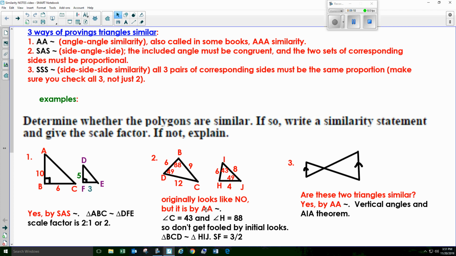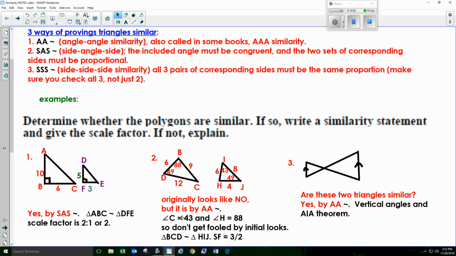Remember, that's the one I told you that AA uses the same thing as AAA, because if 2 of them are the same, the third one will also be the same. So I can write my similarity statement. 88 is going to match up with 88, so B matches up with H. 49, D matches up with J. And the 43 matches up with the 43 here, so C matches up, corresponds with I. It doesn't matter the order. I don't have to say B, C, D. You could have said D, C, B. If I say DCB, then you must say JIH, corresponding order.